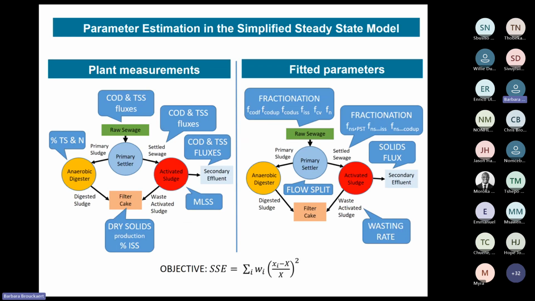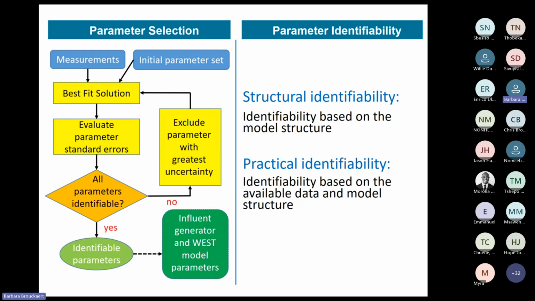The second part was the parameter estimation, by fitting the data to the simplified model. And the final step was a parameter selection process, or a parameter identifiability subroutine. Parameters were considered practically identifiable if changing them from their default values resulted in a significant change in how well the model fits the data. And practical identifiability is a function of both the data and the model structure.